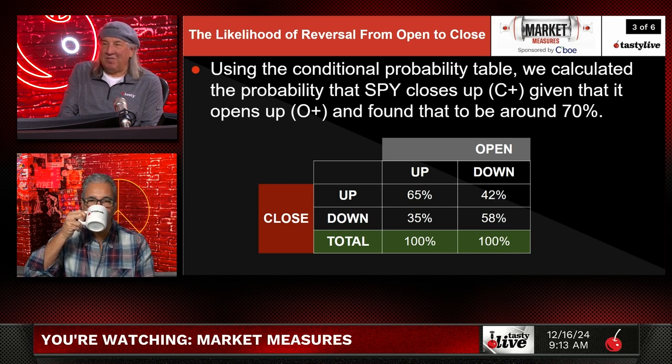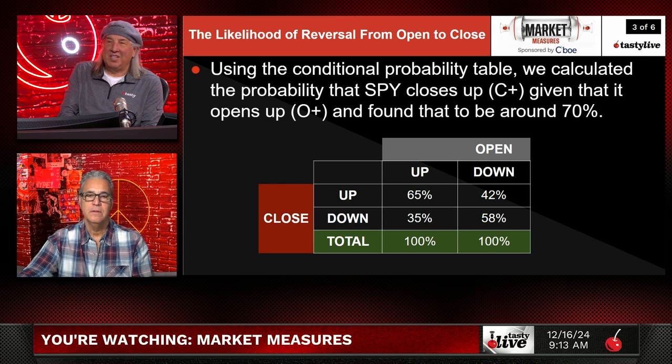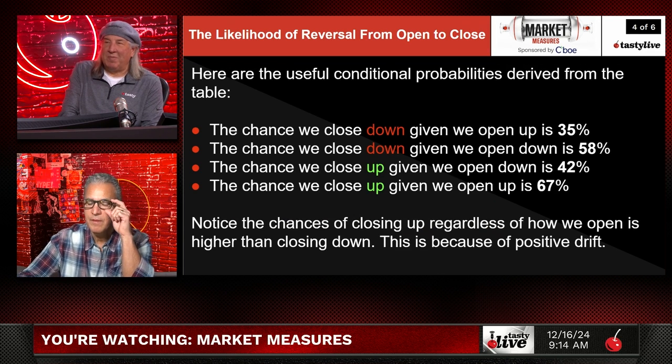We went back and used 20 years worth of data. Using the conditional probability table, we calculated the probability that SPY closes up given that it opens up. We found that to be around 70%. Here are the useful conditional probabilities derived from the table. The chance that we close down, given that we open up, this is what we're talking about today, is 35%. The chance that it doesn't happen is 65%.